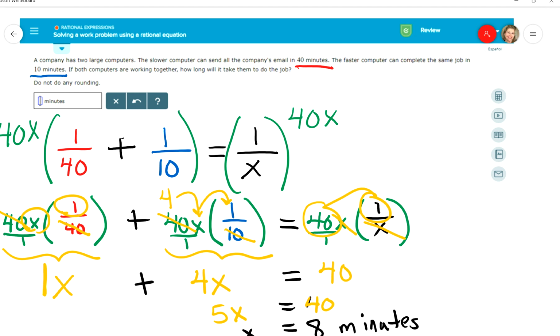And I expected that because the faster computer working by himself did it in 10 minutes. But he now has some help, so it should take less than 10 minutes. So my answer, 8 minutes, sounds reasonable.